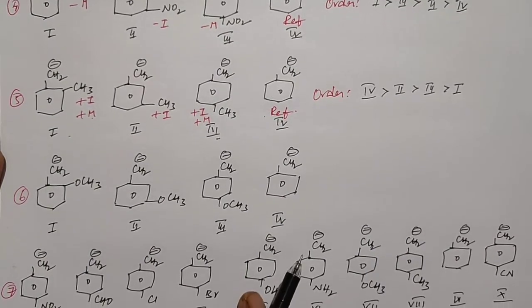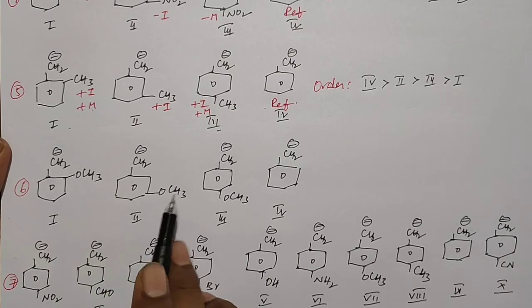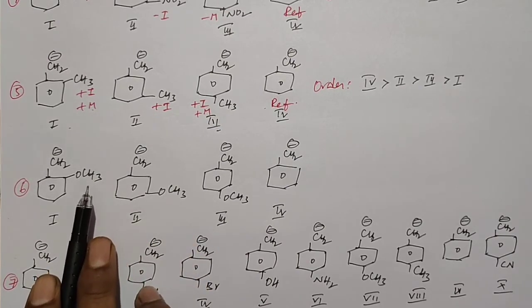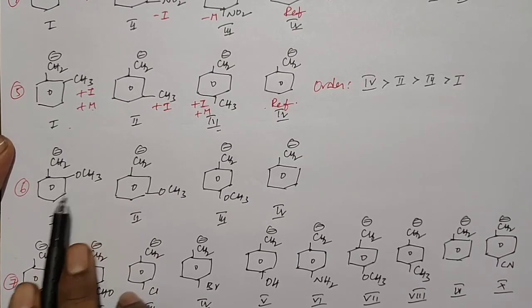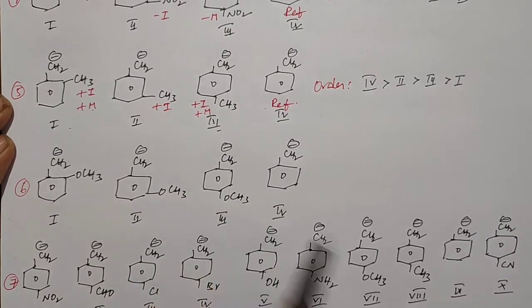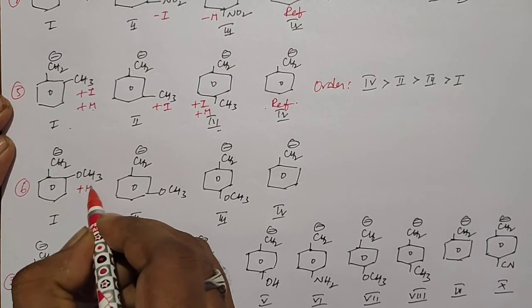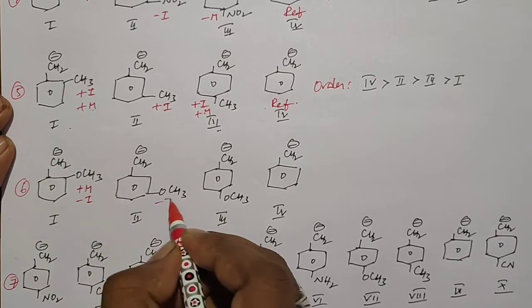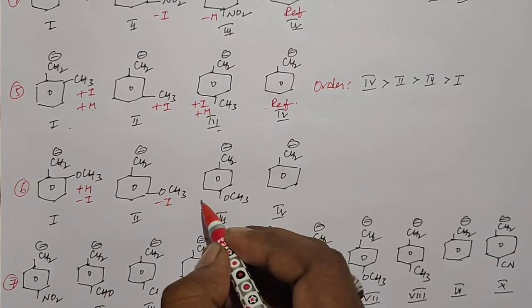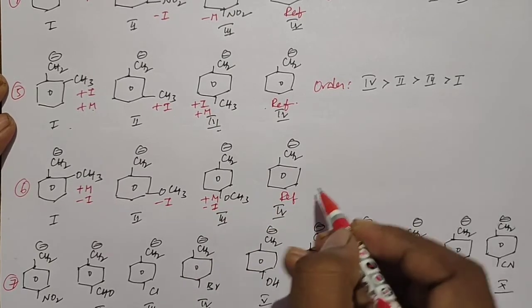And when you go for the next example, this is the third example. Here also we have 4 compounds. Here we get methoxy groups in place of methyl groups. So ortho methoxy benzyl carbanion, meta and para substituted, and a reference structure. So here the methoxy group shows both plus M and minus I effect. Here only minus I effect. Here plus M and minus I effect, and it is a reference structure.